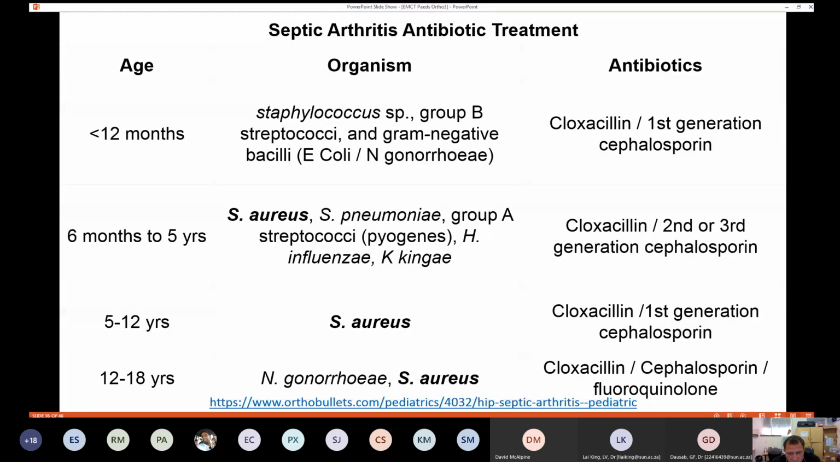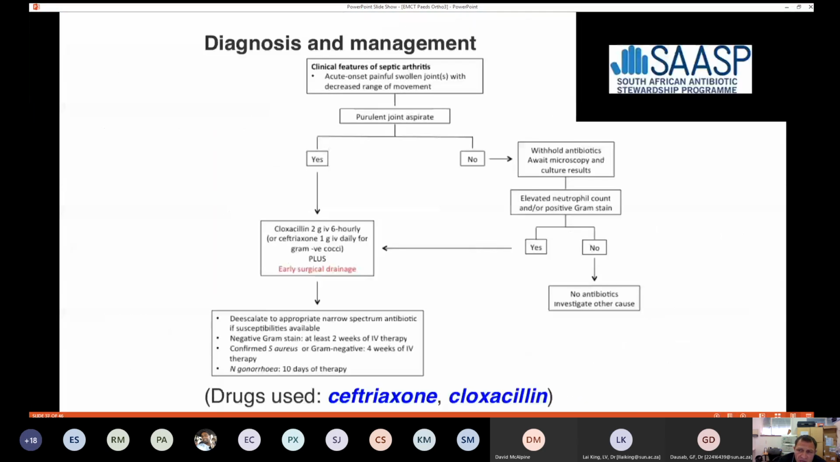Cloxacillin is essentially the first line medication, and our South African guidelines suggest cloxacillin 2 grams 6 hourly, or ceftriaxone if there's gram-negative cocci. So the first line of management, if you have a purulent joint aspirate, would be cloxacillin, and then probably await your culture with early surgical washout and drainage.